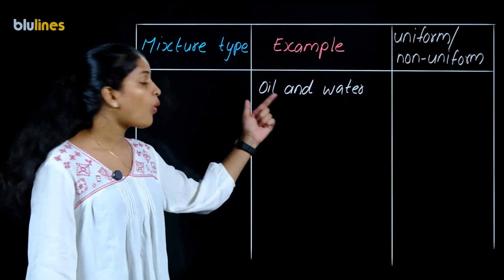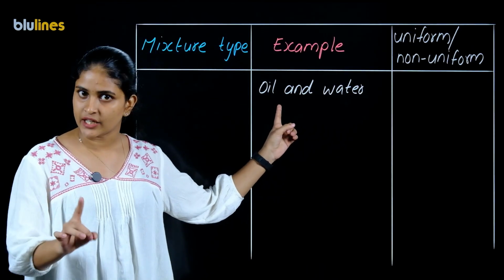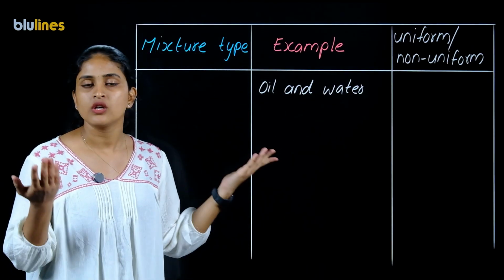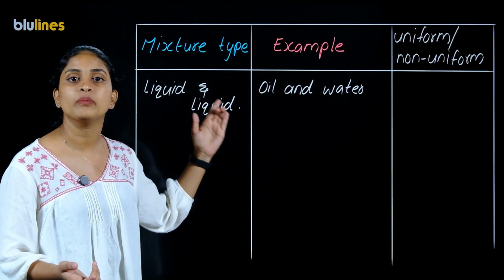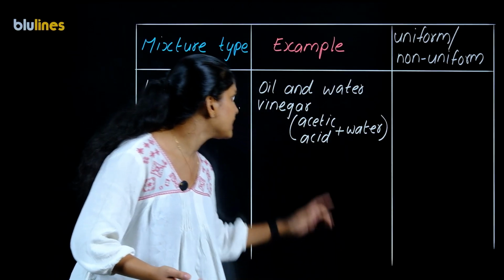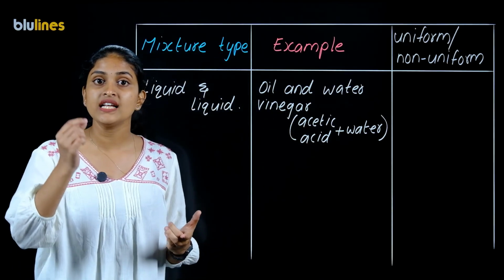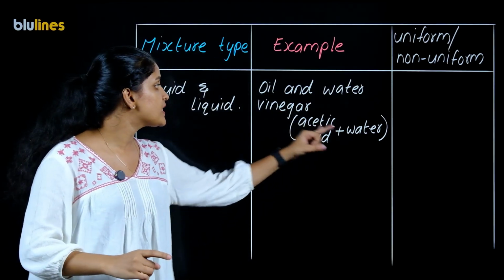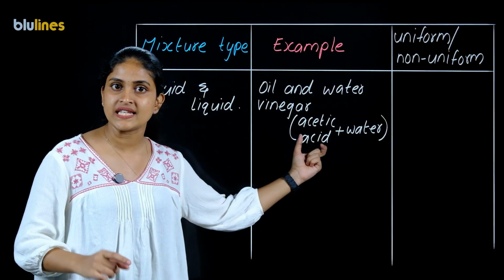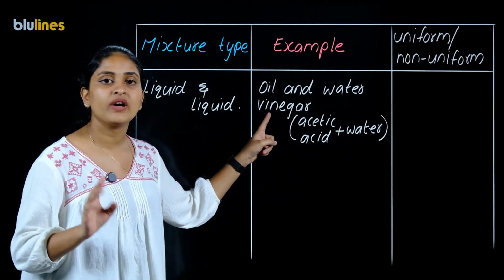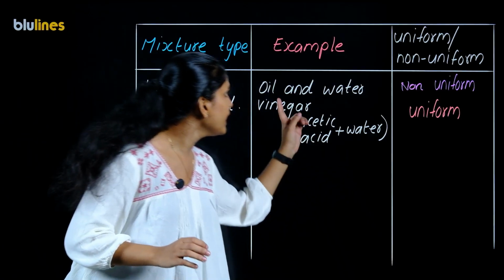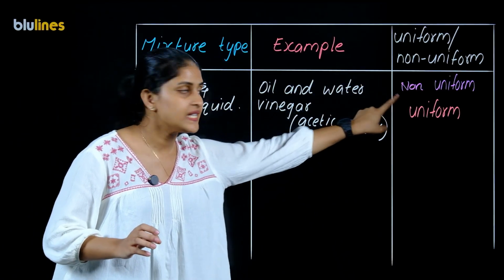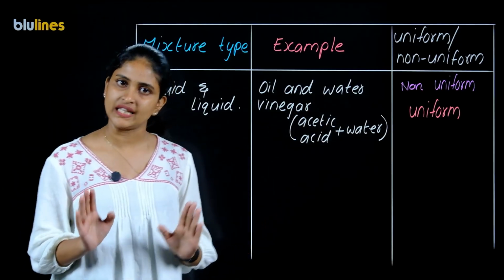Now, consider oil and water. Oil is a liquid, water is also a liquid. So, obviously, oil and water is an example of a liquid and liquid mixture. Also, consider the case of vinegar. Vinegar is actually acetic acid dissolved in water. Both of them exist in liquid phase. So, this is also an example of a liquid and liquid mixture. Oil and water is non-uniform in nature, whereas vinegar is uniform in nature.